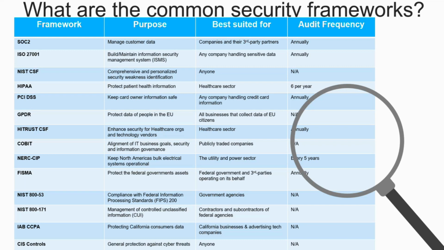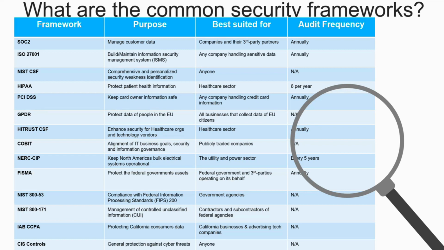HIPAA is obviously more healthcare sector oriented, protecting patient health information. PCI DSS is payment card information, so anybody that processes any type of credit card payments would be following that standard. GDPR is the European privacy implementation that they have. If you're collecting any type of data on your website and it could potentially be opened or viewed by a European citizen, you have to abide by this too, and allow them to have that privacy. HITRUST CSF is another healthcare sector one.